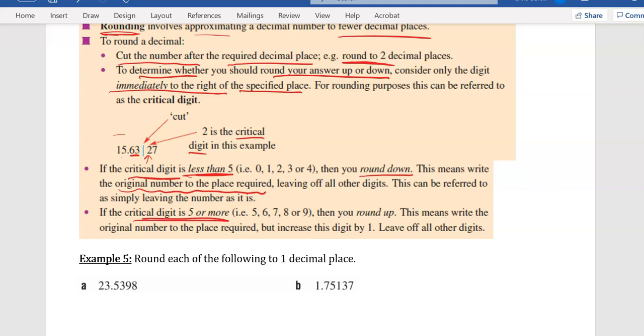So if the critical digit is 5 or more, so if this were 15.6357, I would actually round that number up because the critical digit is 5 or higher. You round up. That means the original number is increased by 1. And then we ditch the other digits.